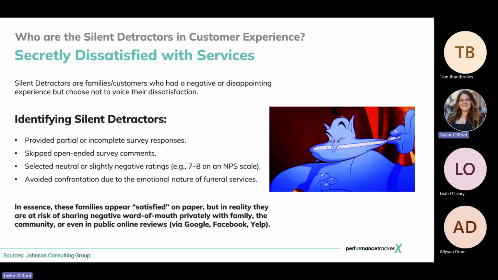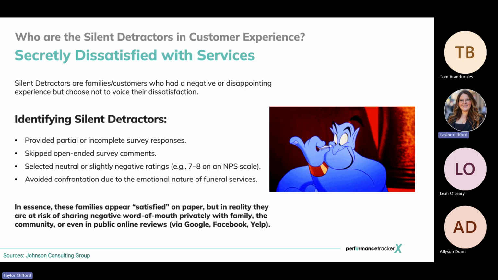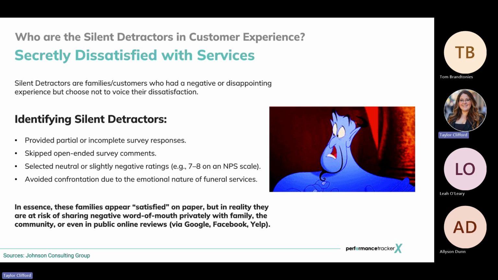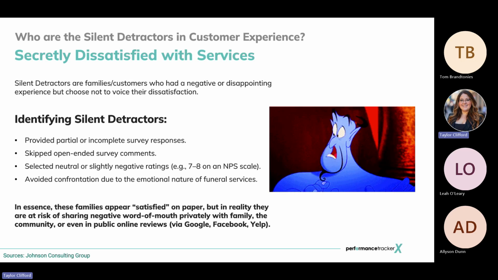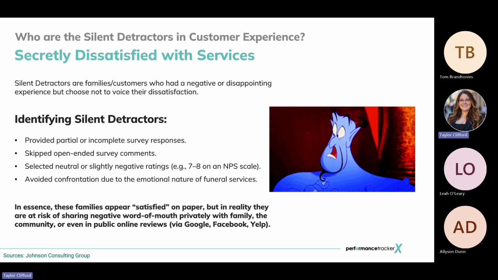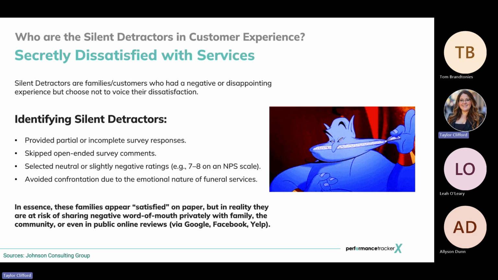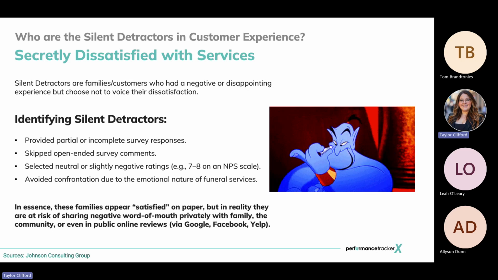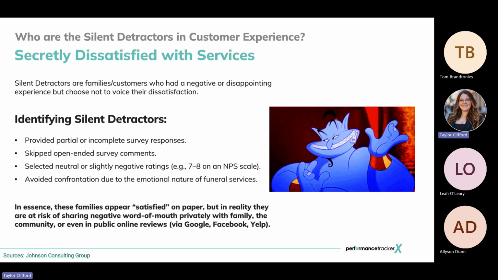you are at risk of receiving negative feedback by word of mouth or online, which, online, is going to be extremely important, especially for our cremation clients, since SEO is the most popular way that families are finding cremation services. So Google, Facebook, Yelp, all of those sites.